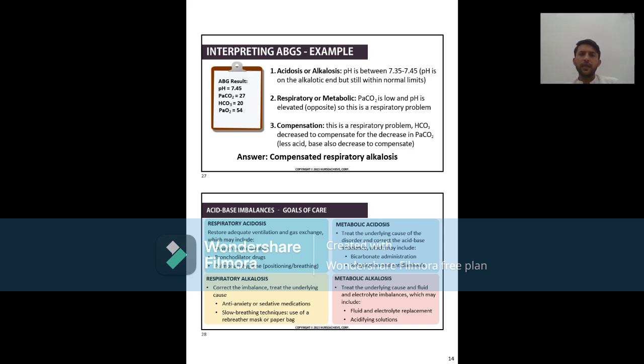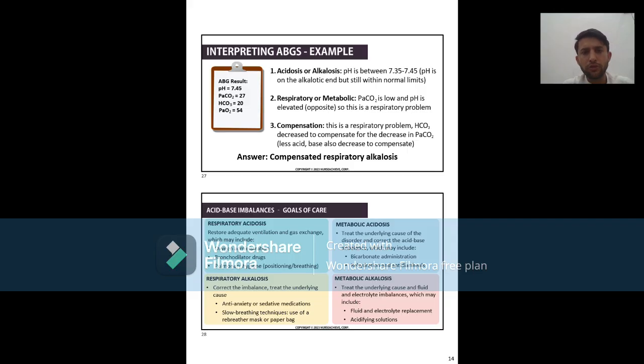Acid base imbalance. Goal of care. What is the goal of care? To restore adequate ventilation and gas exchange, which may include oxygen administration through nasal cannula, oxygen mask, rebreather mask, or non-rebreather mask, as we discussed earlier.